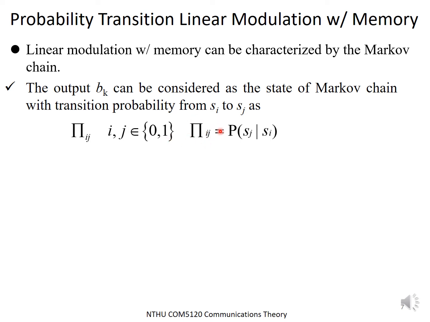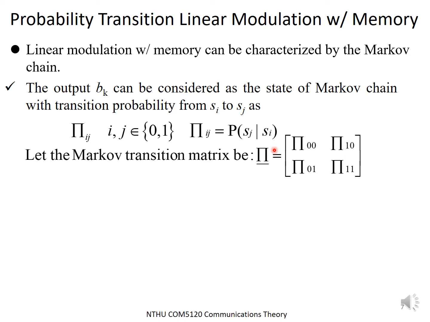So pi_ij is used to denote the transition probability from state Si to state Sj. If the previous symbol is Si, where Si could be 0 or 1, and the next state is Sj, again Sj is 0 or 1. So pi_ij represents the transition probability from Si to Sj.